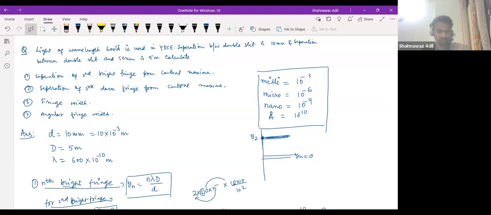Sir, we don't need to write the micro, nano, right? Yeah, that is just for clarification that yes, these are the measurements, right? That is why I have written it.